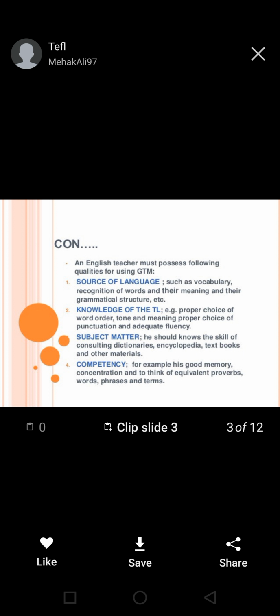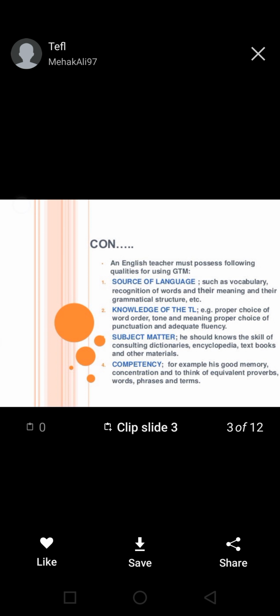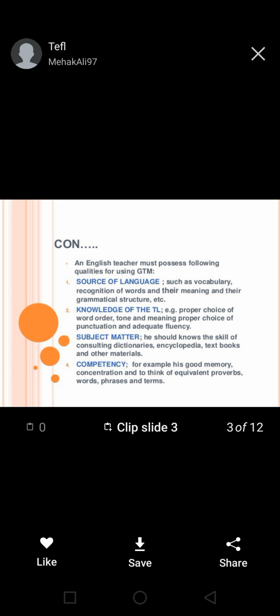etc. An English teacher must possess the following qualities. So what are the qualities a teacher should have to use this method? An English teacher must possess the following qualities for using GTM. He should know the source of the language, such as vocabulary, recognition of word and their meaning and their grammatical structure, etc. And he should also have the knowledge of the target language, the language which he is going to teach or she is going to teach, proper choice of the word order, tune and meaning, proper choice of the punctuation and adequate fluency. So he also should be expert in subject matter.